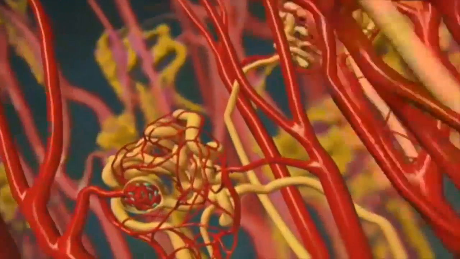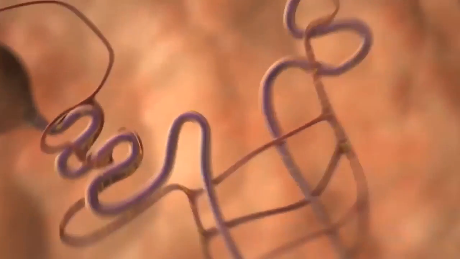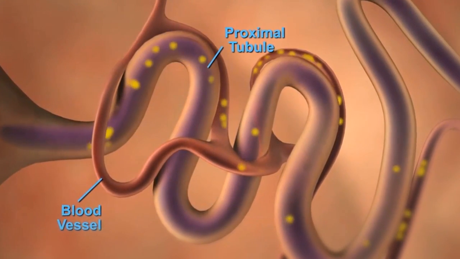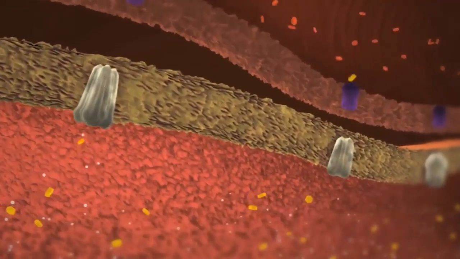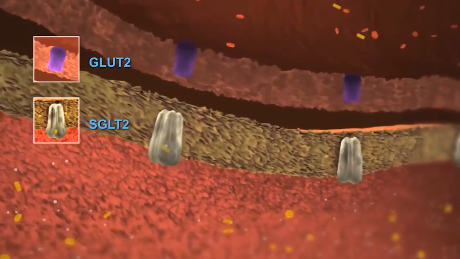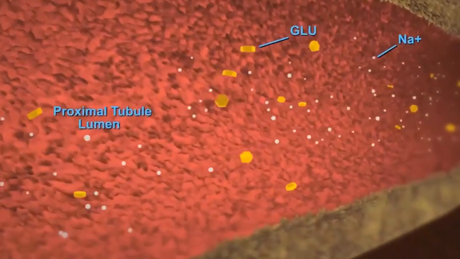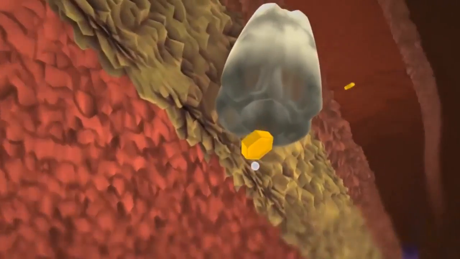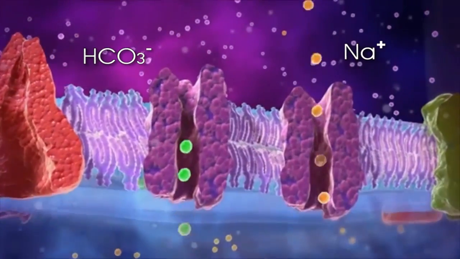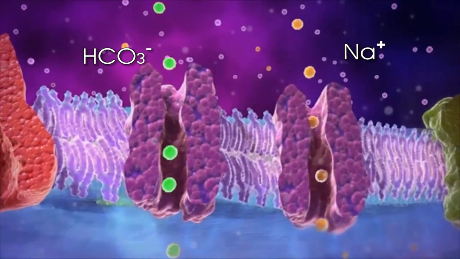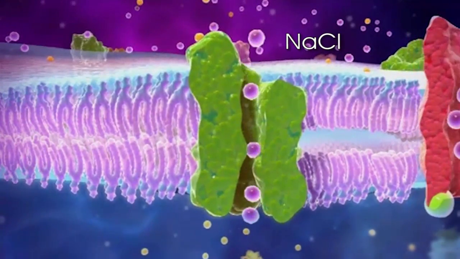This is the proximal convoluted tubule. The proximal tubule reabsorbs approximately 67% of filtered water, sodium, chloride, potassium, and other solutes. In addition, the proximal tubule reabsorbs all the glucose and amino acids filtered by the glomerulus. Sodium is reabsorbed by different mechanisms in the first and the second halves of the proximal tubule. In the first half, sodium is reabsorbed primarily with bicarbonate. In contrast, in the second half, sodium is reabsorbed mainly with chloride ion.